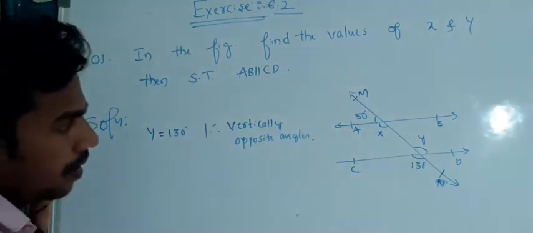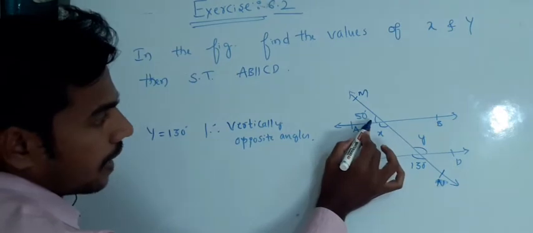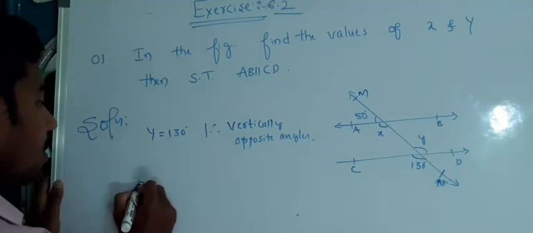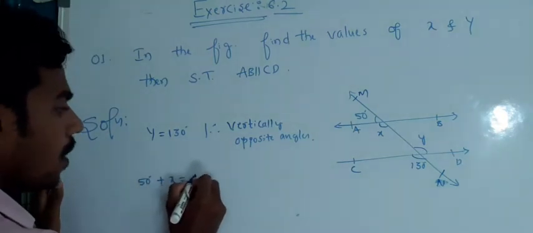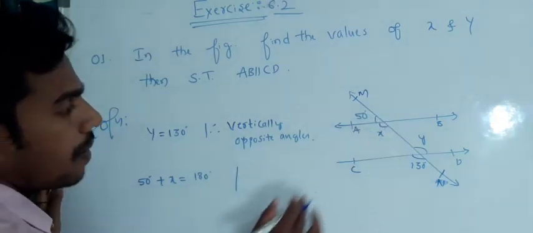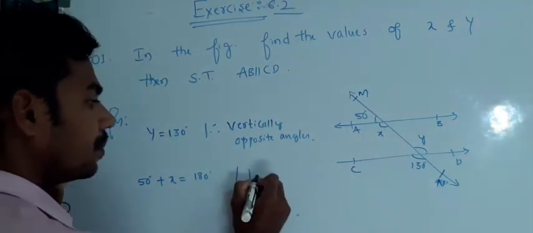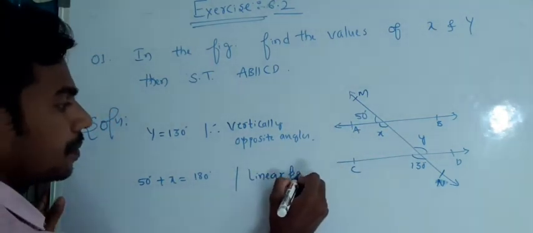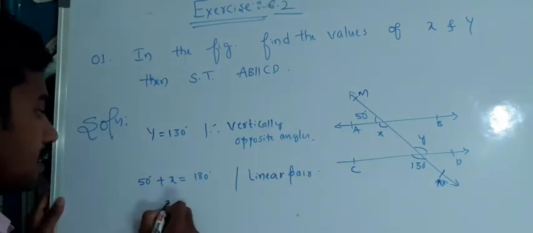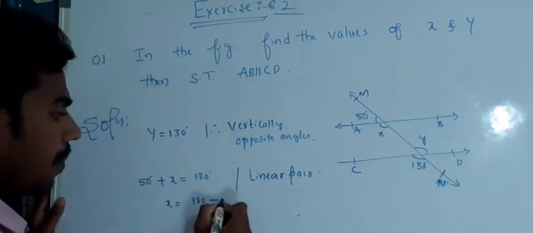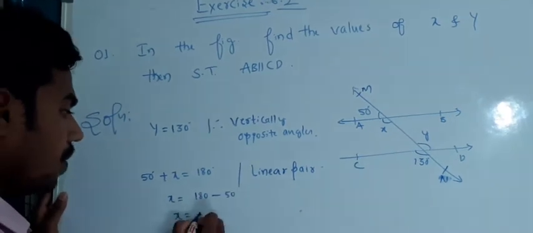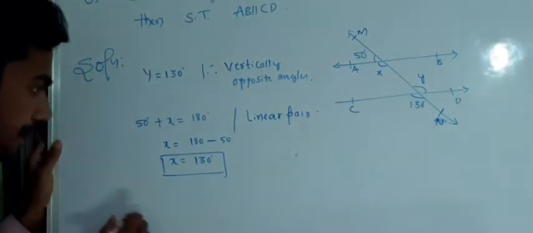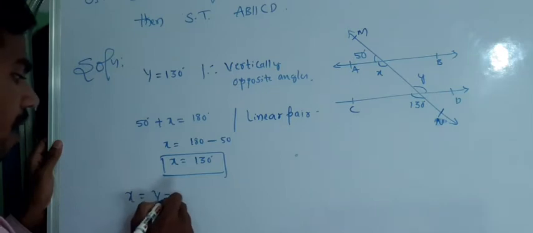Now angle, see, 50 plus x is equal to what? 50 degree plus x is equal to 180 degree, because this will form a linear pair. Now x is equal to 180 degree minus 50. x is equal to 130 degree. Now this x is equal to y. Angle x is equal to angle y is equal to 130 degree.